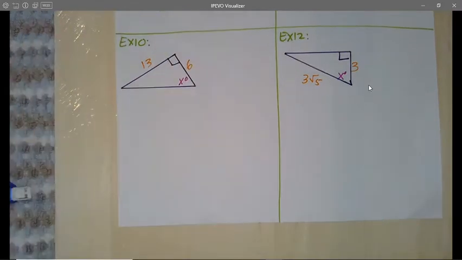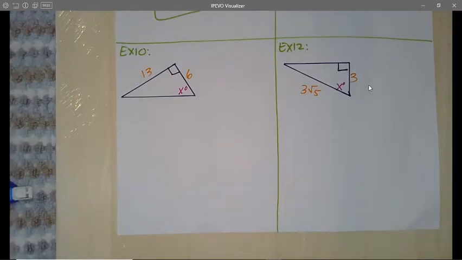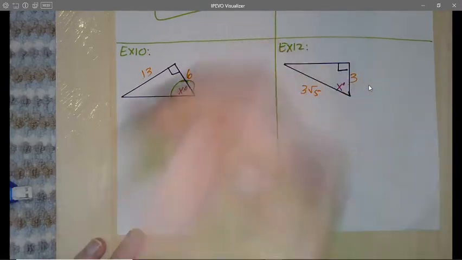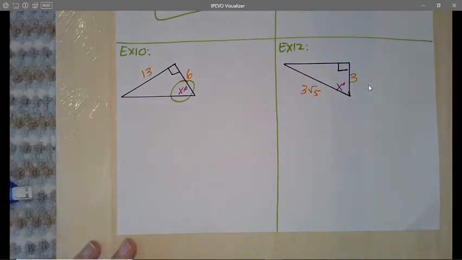Hi everyone, let's start on example 10. So again, we're starting from the angle that is not the right angle, which is x. Remember, in all of these we're solving for x. Okay, and I'm going to label the sides of my right triangle so I know which trig function to use.